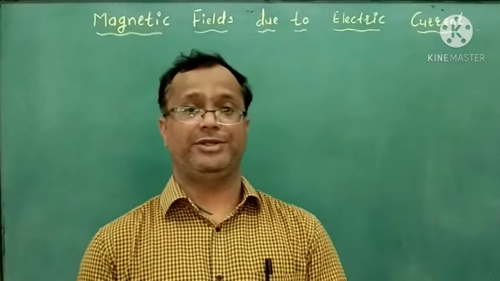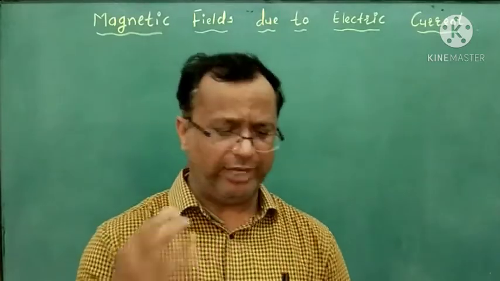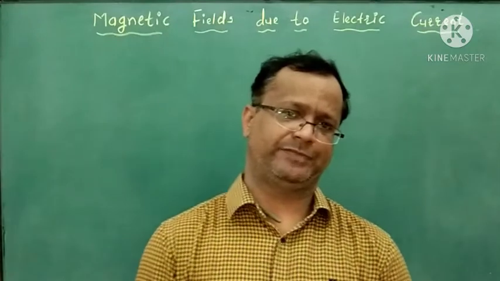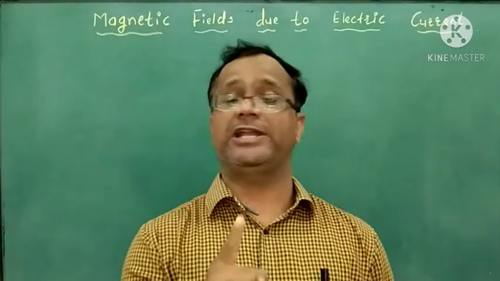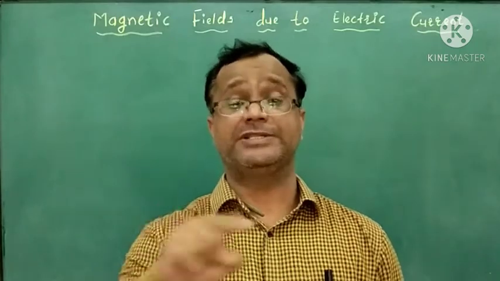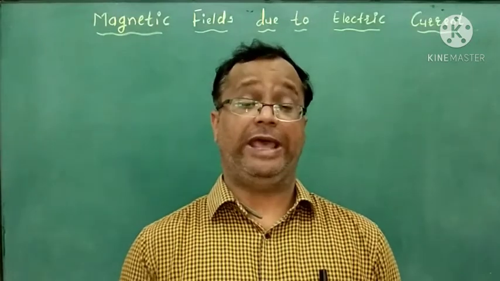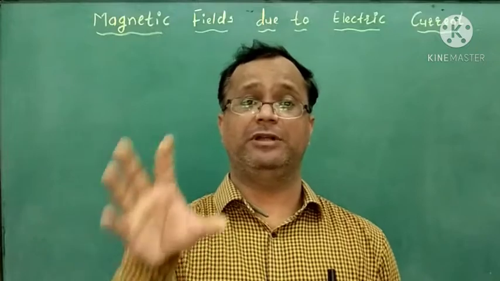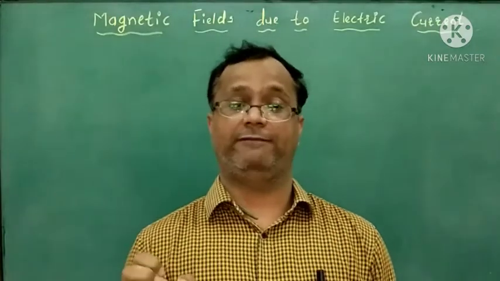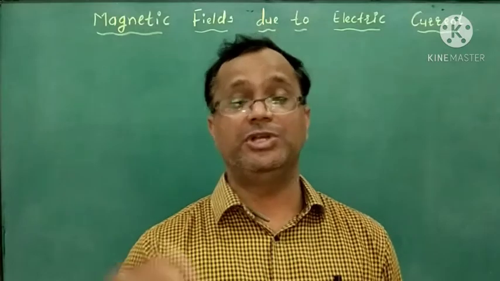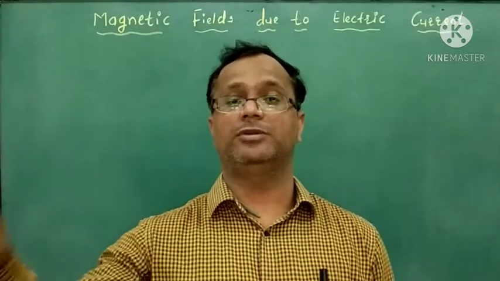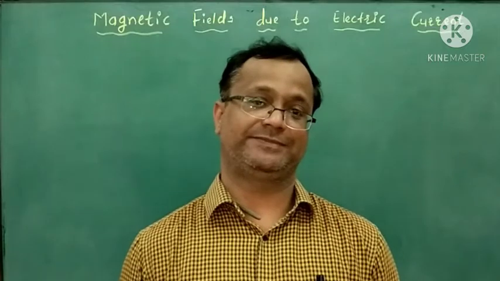But before that, you know one of the great scientists, Hans Christian Ørsted. He was the first scientist who discovered the exact relationship between the electric and magnetic field. That is, how the magnetic fields are produced due to the flow of current through the conductor.